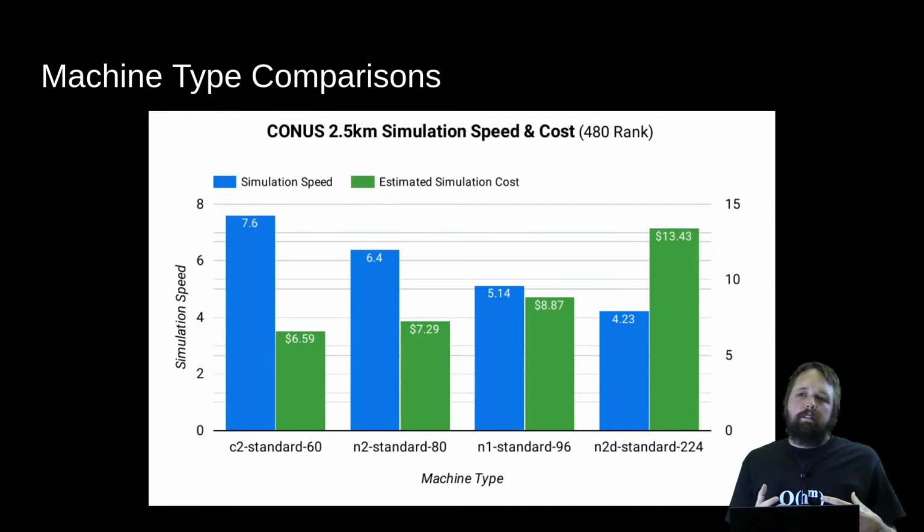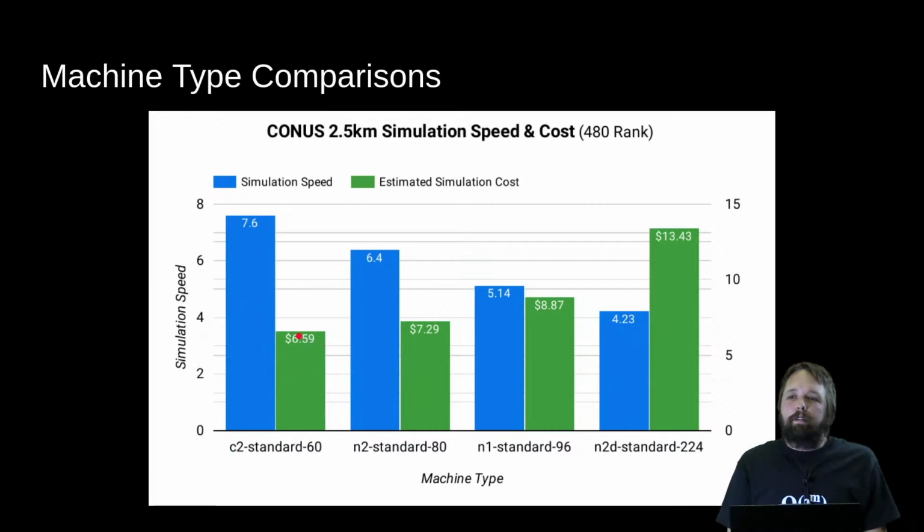And we essentially ran through a bunch of different configurations with the CONUS 2.5 kilometer benchmark running a 6-hour forecast using 480 ranks. We played a lot with the affinity and all these things, and what I'm showing you here are the runs for each of the machine types that give us the best speed and the lowest cost for each category. Of course, if you compare these, the C2 standards obviously have the highest speed for this particular configuration, coming in about 7.6 times faster than reality.